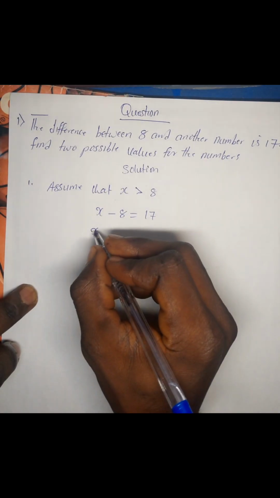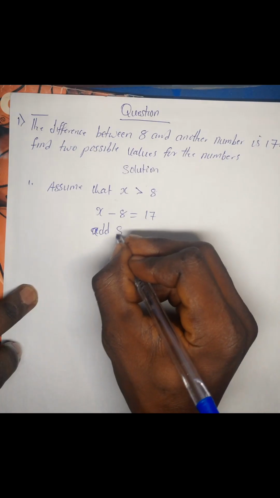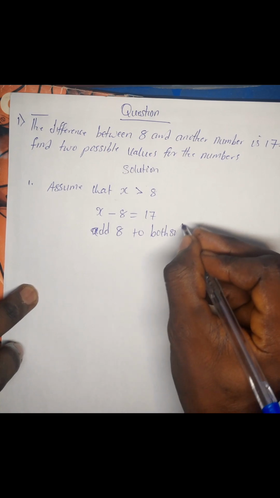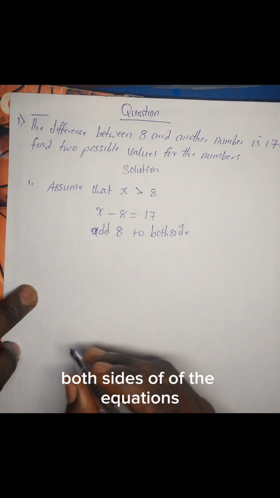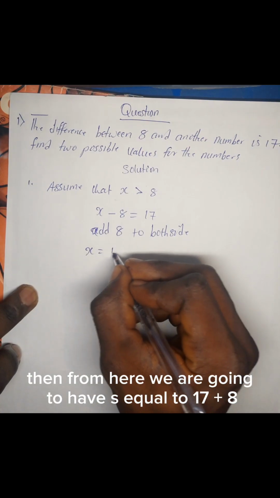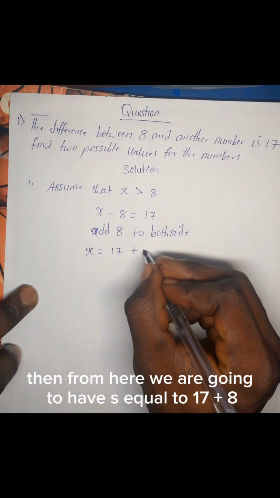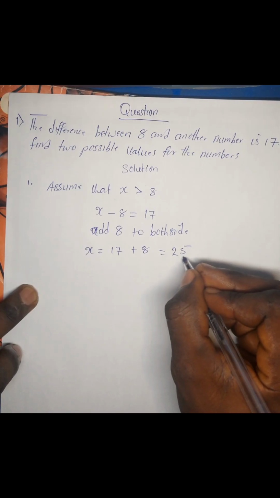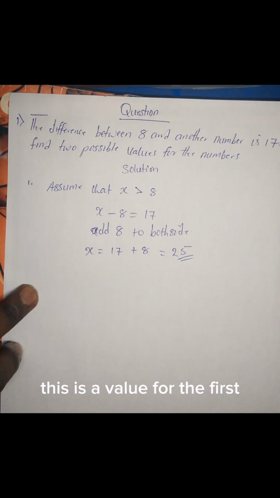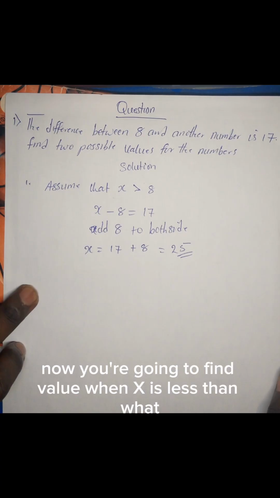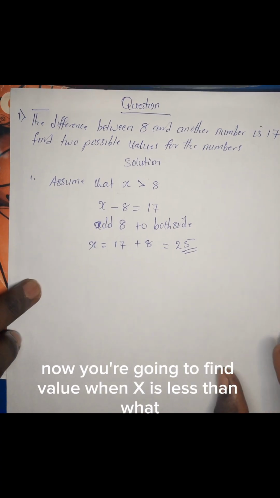Adding 8 to both sides of the equation, we are going to have x equal to 17 plus 8, which gives us 25. This is a value for when x is greater than 8. Now we are going to find the value when x is less than 8.